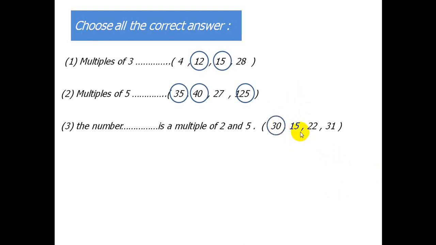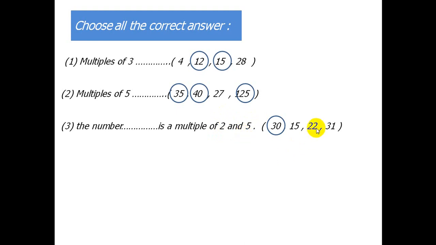What about 15? Yes, of course, 15 is a multiple of 5, but it's wrong. He said 2 and 5. We must get an even number. Is 15 even? No, so we leave it. 22, of course, is an even number. No, it's wrong, because here he asked you about 2 and 5.